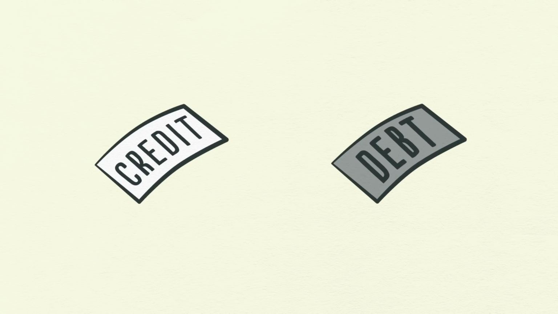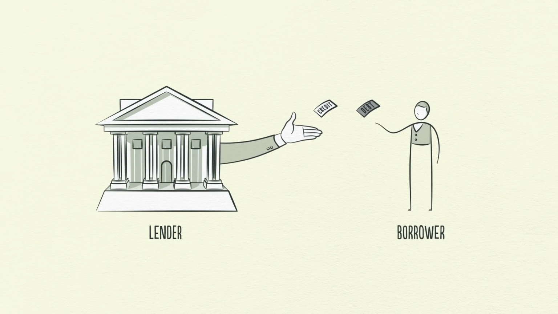As soon as credit is created, it immediately turns into debt. Debt is both an asset to the lender and a liability to the borrower. In the future, when the borrower repays the loan plus interest, the asset and the liability disappear and the transaction is settled.